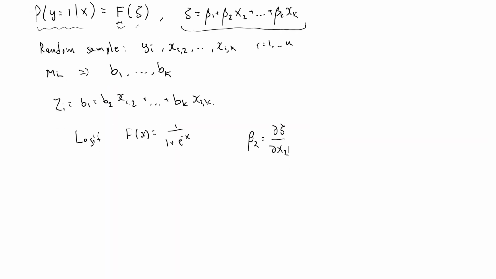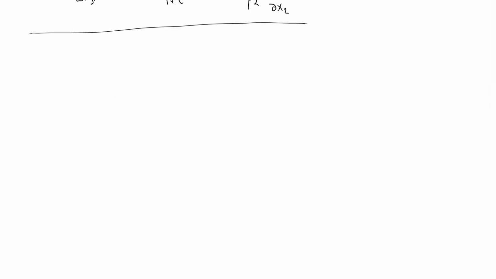Instead, what we are interested in is the change in the probability that y is equal to 1 when I change one of the x variables. So to illustrate this point, let's consider a simpler model where we only have one x variable. So my probability that y is equal to 1 conditionally on a single x variable is now a function of my zeta. Well, there's no change here, but my zeta is just equal to beta 1 plus beta 2 x.